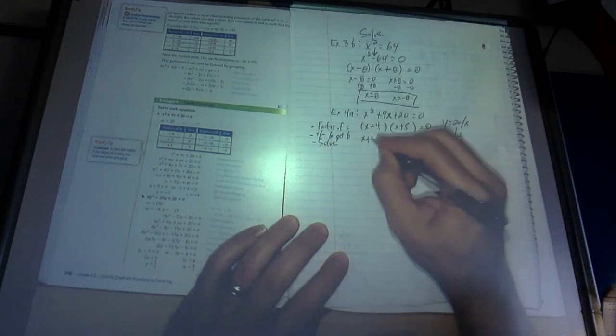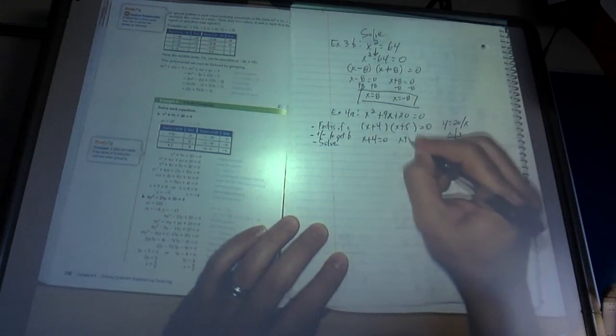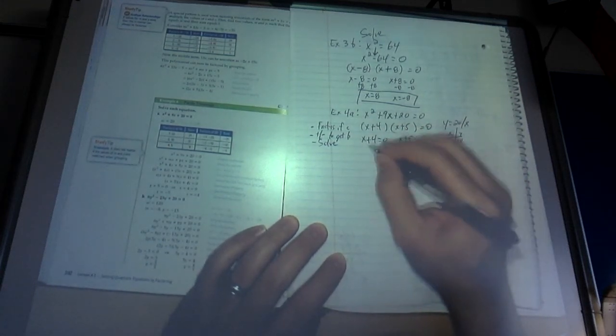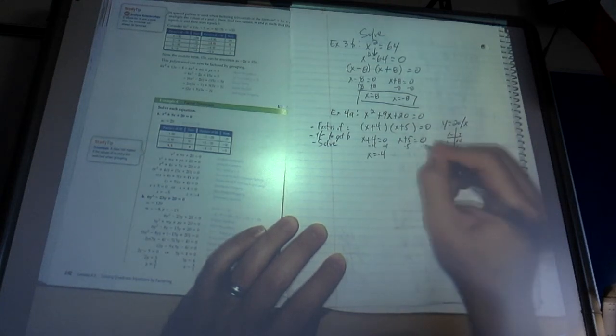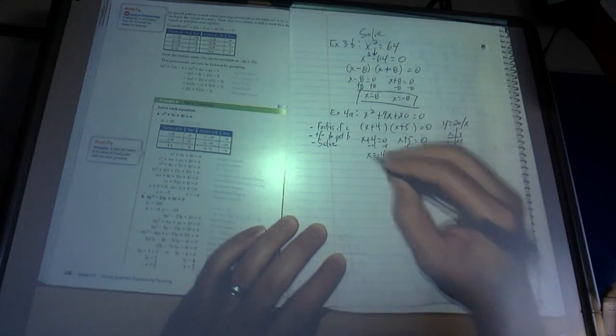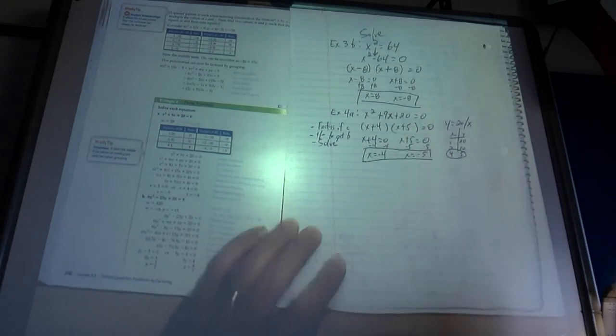That's what's different. X plus 4 equals 0. X plus 5 equals 0. If I can go fast, we minus 4. I get x equals negative 4. Here we minus 5. I get x equals negative 5. There are your two x-intercepts for this problem. Negative 4, negative 5. Everybody okay with that? All right, let's check example 4b.